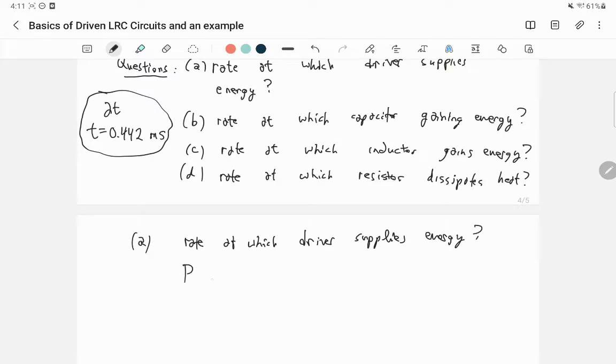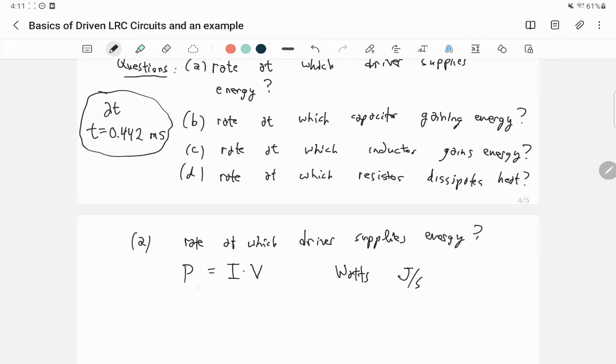There's a formula. The power of a power supply, it supplies power with the current times the voltage, right? So this is a power formula for how quickly a power supply like a battery can supply energy. And it's going to have units of watts, right? Joules per second, as an example. Energy per time, joules per second.